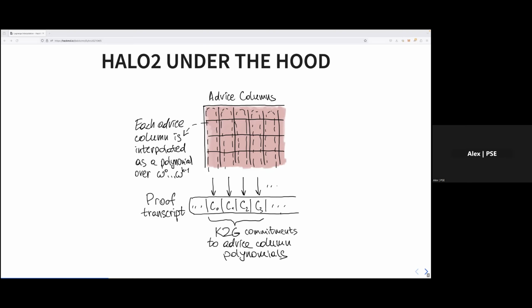I think there is a question in the chat. Can we print proof transcript in Halo2? I'm not aware of such a feature. I don't think it is possible, but in the prover code in Halo2, there's definitely a place where you can figure out what is written to the transcript. There are quite a few things, quite a few commitments, and among them the commitments to the advice polynomials.